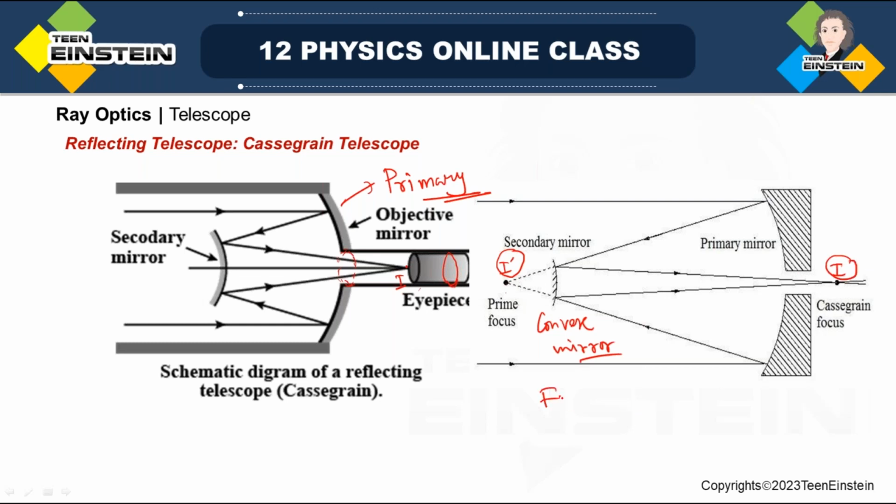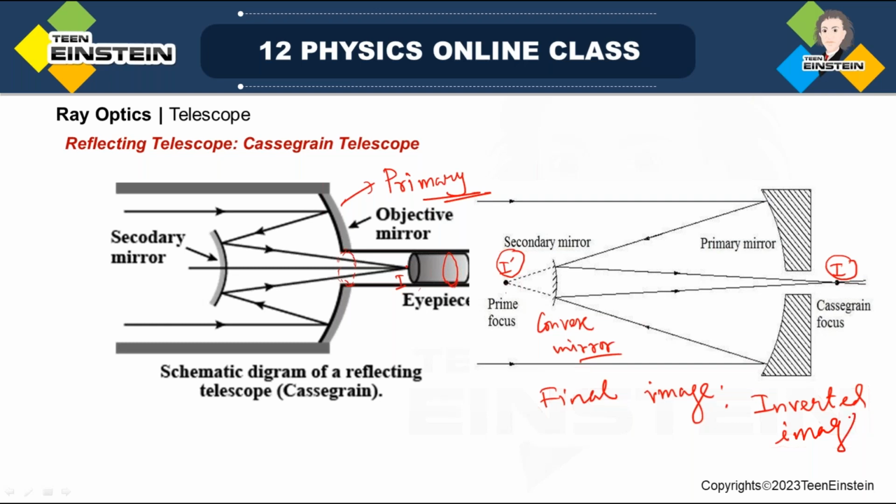So what will be the final image here? The final image will be inverted with respect to the object. So this is the only difference we can see between the Newtonian and Cassegrain telescope, that in this case an inverted image will be produced.